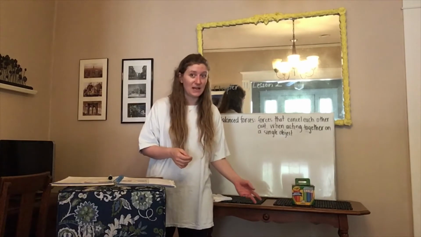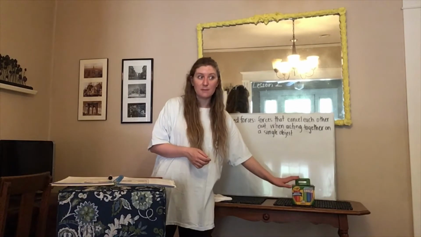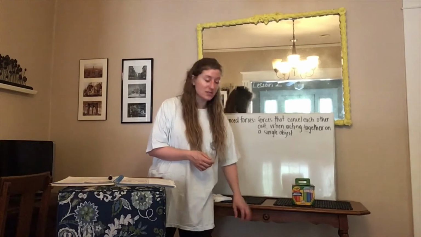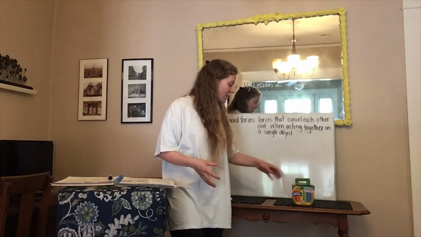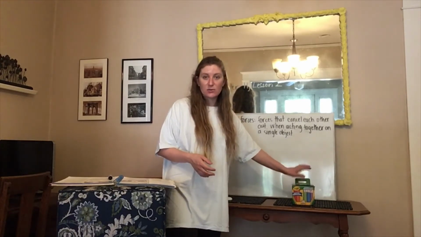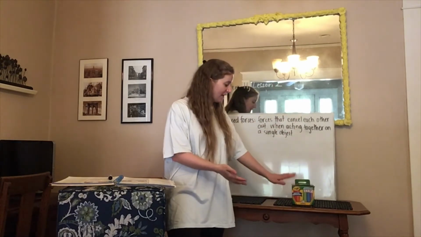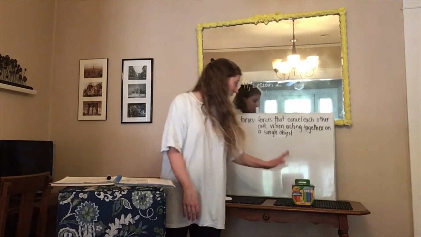Because right now what's happening is the desk is pushing up on this box so that it doesn't fall through, while gravity is pulling down on it, pulling it towards the ground. But the desk and gravity are working together, and they are a balanced force. So this cannot be pulled so hard by gravity that it breaks right through the table, and it's not being pushed by this table so hard that it's flying up into the air. They're balanced. So they're both working on this box to keep it in its same place.